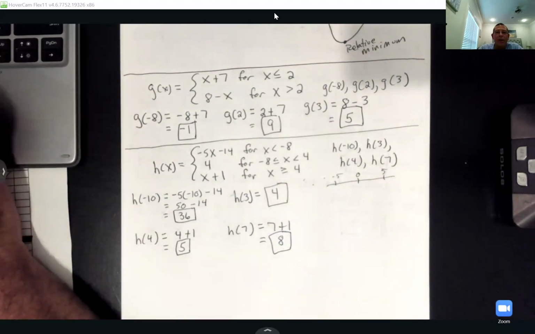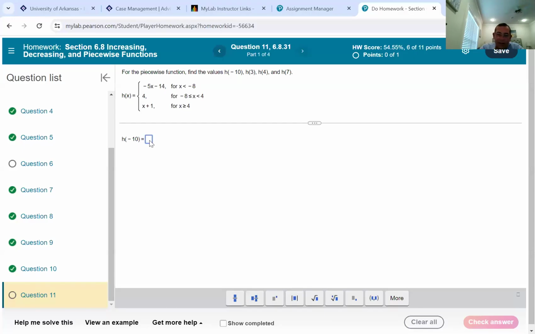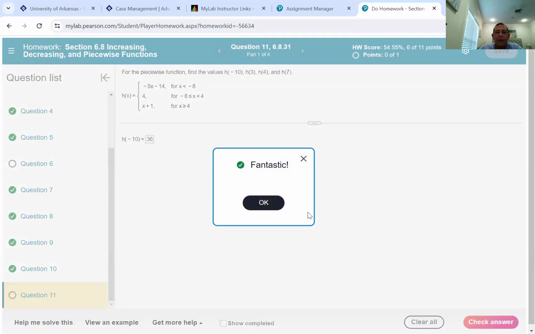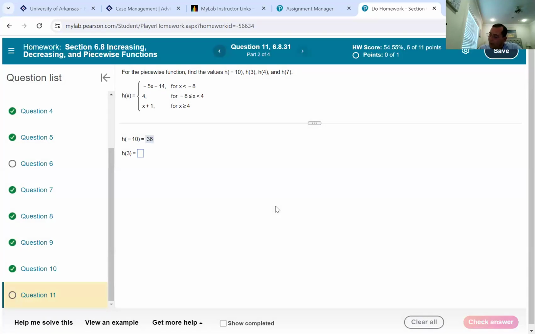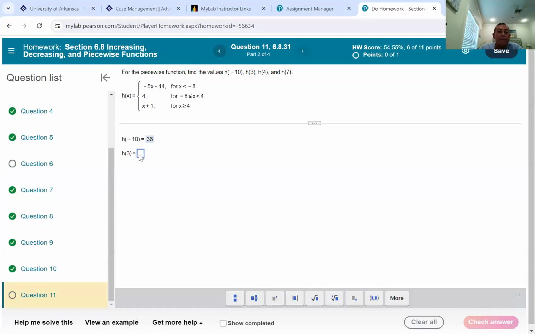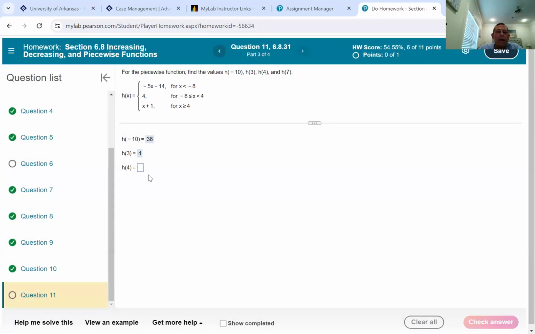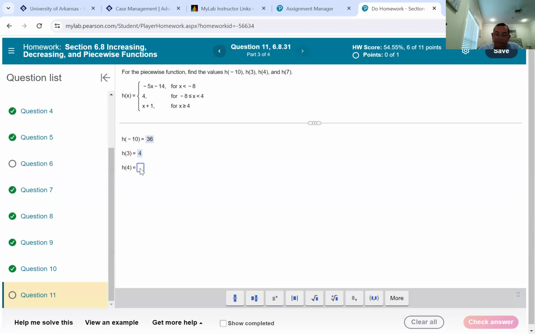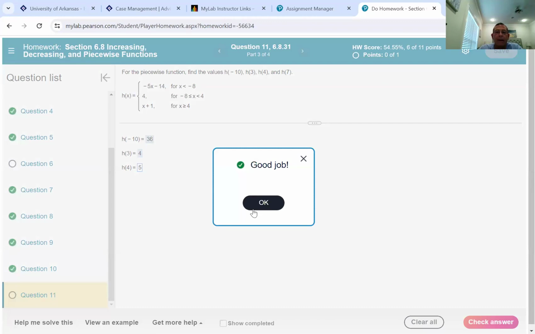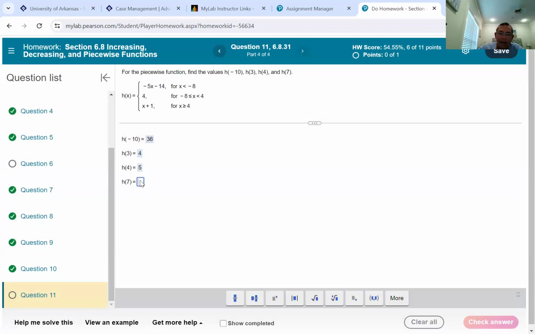So you would plug them back in. So it makes us do them one at a time. So we got 36 right there. We got a 4 on that one. So anything on that second equation equals 4. Then y'all got me a 5. And then finally, we got the 8.